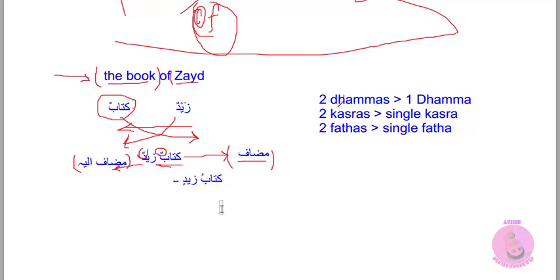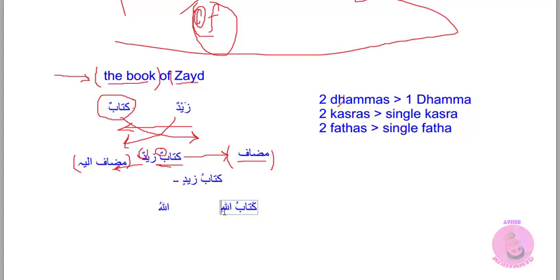Now you can make a lot of phrases with this. For example, you might have heard Kitabullahi. What is happening here is that it was initially kitabun, like we had here, and the word Allah was Allahu, but because it became mudaf ilayhi, the possessor, we changed the dhamma in Allahu. Let me write it here. In Allahu, originally we had a dhamma. We changed the dhamma into kasra.